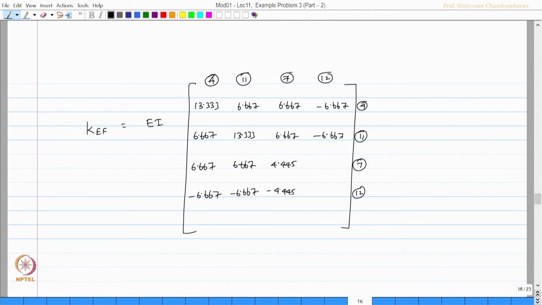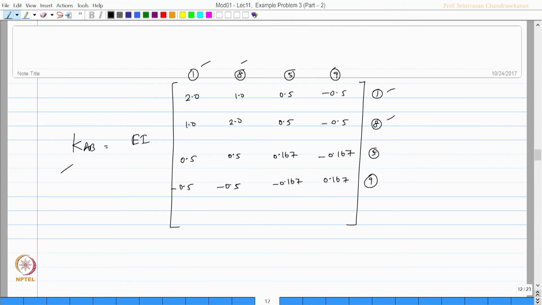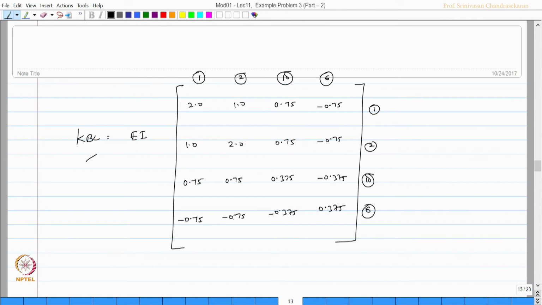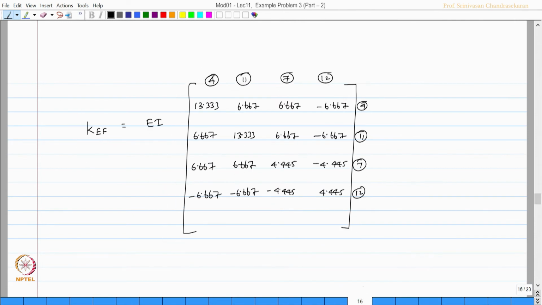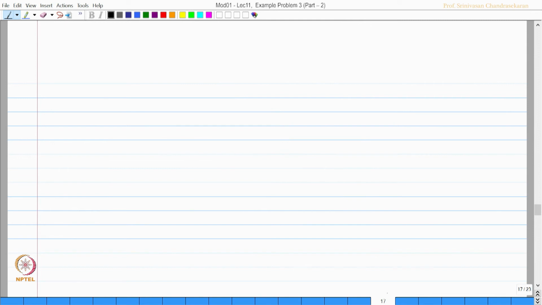The fourth column is actually the negative of the third column. Now we have the stiffness matrix of AB, BC, CD, DE and EF, 5 members. Okay? We want to combine them and then form the stiffness matrix which is unrestrained degree.